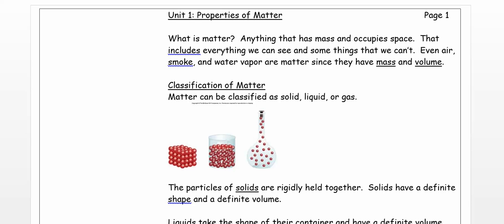All right, let's go ahead and get started. I do want to welcome you to the first installment of Unit 1. This is Properties of Matter.